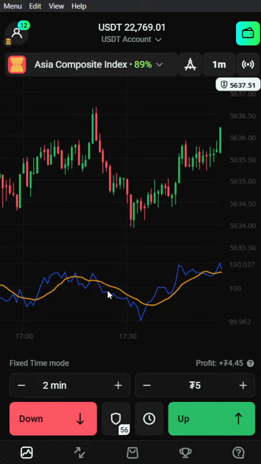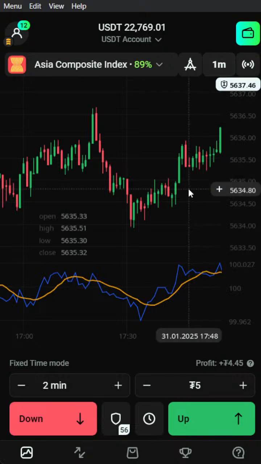Why 2 to 3 minutes trade? Because the graph is set at 1 minute. If the graph is at 1 minute, the trade time should be 2 to 3 minutes. Okay, if the graph is at 5 minutes, the trade time can be anywhere between 10 to 15 minutes.